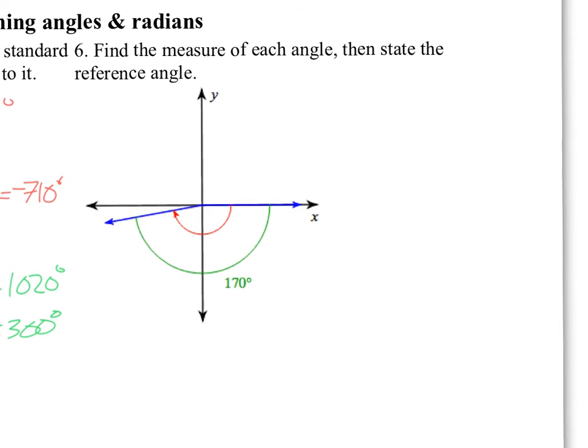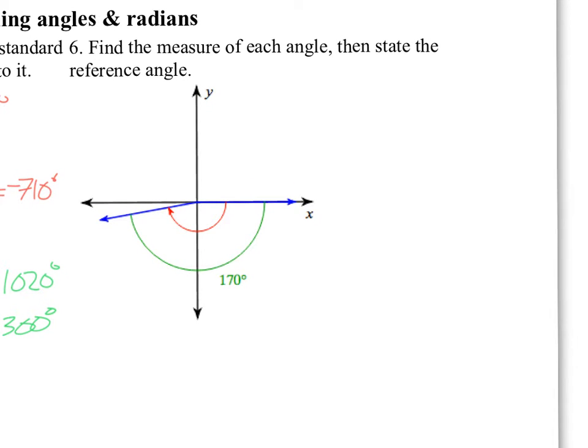For number 6, find the measure of each angle. Well, in this case, you're given that. So the measure here is going to be negative 170 degrees. The reference angle is going to be the shortest distance to the x-axis in terms of the angle. And if that's 180 in total, the reference here would be 10 degrees.